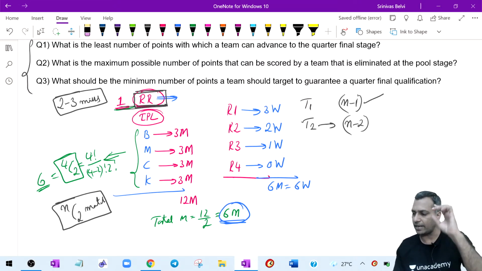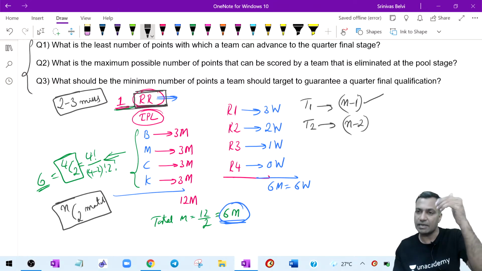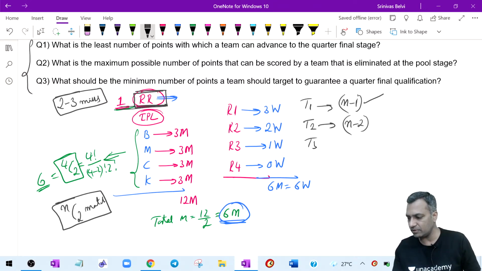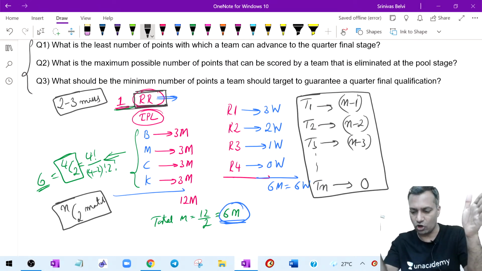Team 2 wins n minus 2 matches, which means they lose against team 1 and they can't play against themselves. That is where that minus 2 is coming from. So team 2 would win the remaining n minus 2 matches. Team 3 would win n minus 3 matches, and so on. Team n, you expect them to win 0 matches. Now this is the ideal scenario expected when we talk about the round robin.